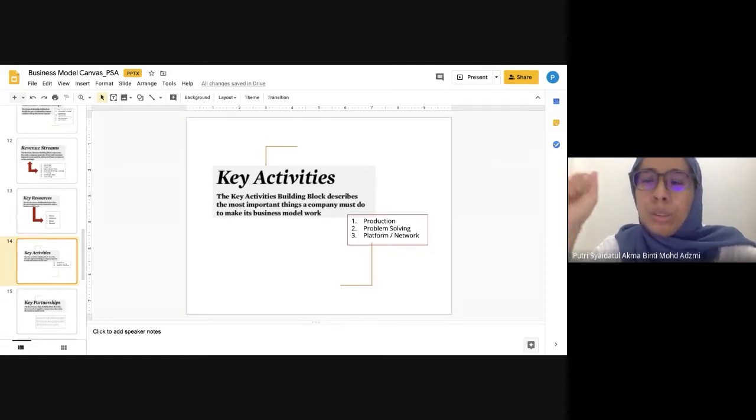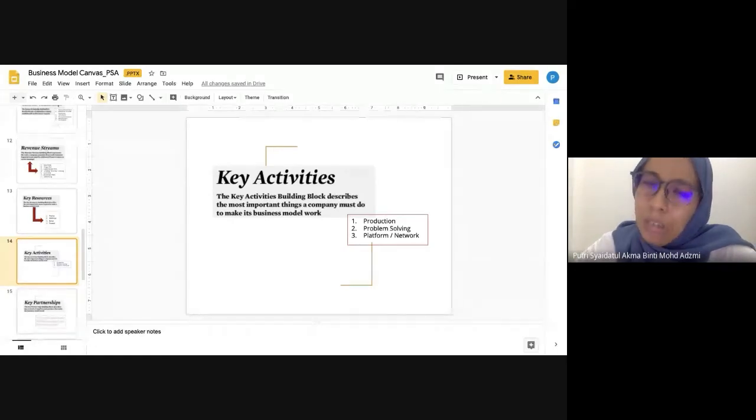Production, of course, if it's a product, you will need to think about that. Problem solving, if you are trying to offer a solution to certain customer pains, or a platform or a network. And not forgetting the other side of the business, which is marketing. How do you market your products?